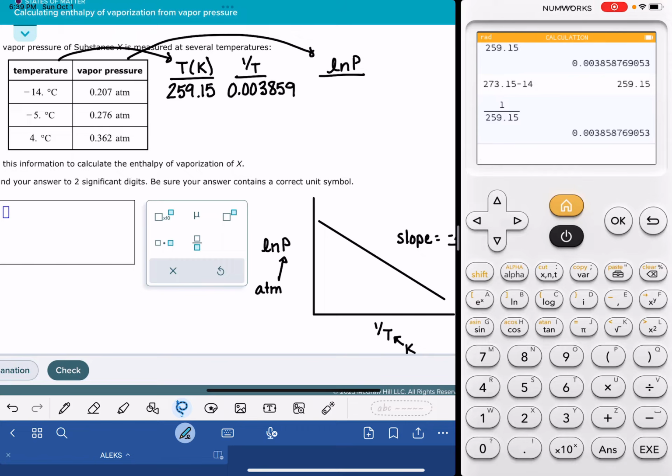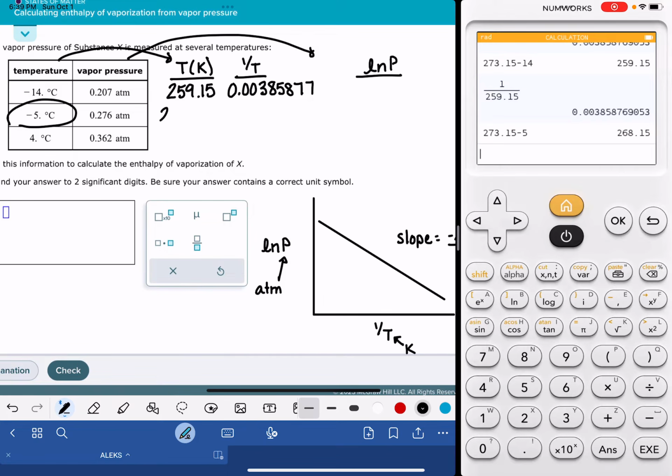I'm going to go with 4 sig figs. Actually, looking at ALEKS, it is using 6 sig figs for those 1 over T values, so I better add some sig figs to this number so that I don't get it wrong. 0.00385877. Okay, our next temperature is negative 5. 273.15 minus 5 is 268.15, and we actually need the inverse of that.